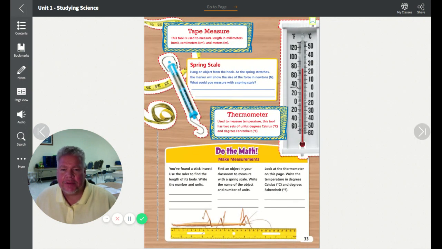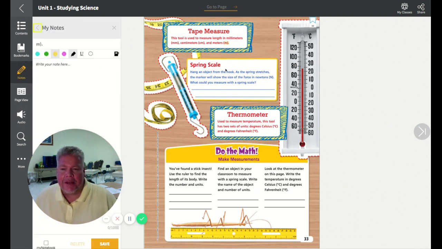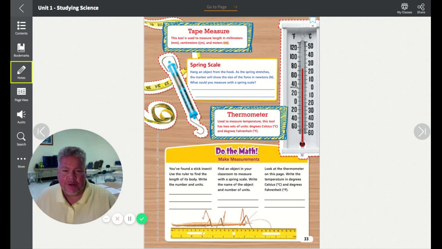There it is. Tape measure. I bet you've got a tape measure around your house somewhere. This tool is used to measure length in millimeters, centimeters, and meters. Now, we're not used to measuring things like that, are we? We're used to measuring in, like, inches. But in science, they use the metric system to measure things. So it's millimeters, centimeters, and meters.